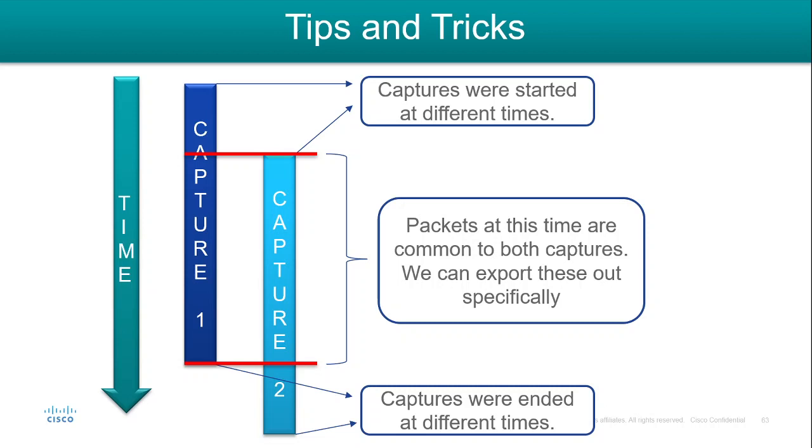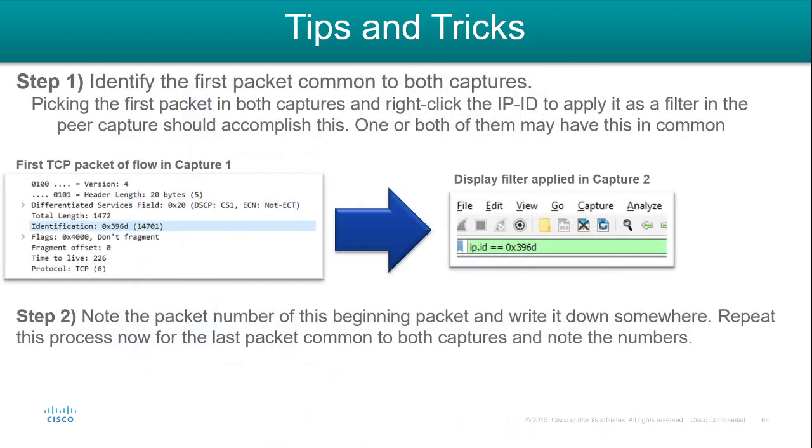Well, the first thing I like to do is to identify a packet that is common to both captures. And one of the easiest ways I could do that is by just picking a frame and looking at the IP ID, or the IP identification. This is a value that exists in every single packet. If it has an IPv4 header, then it has an IP ID. And if you right click this, it'll give you the option to apply it as a filter. And when you do, you'll get the IP ID over here.